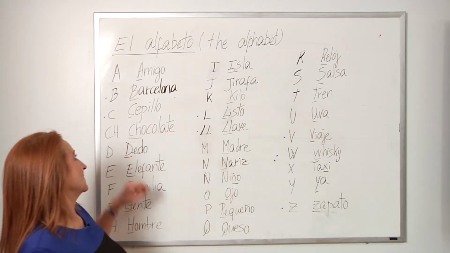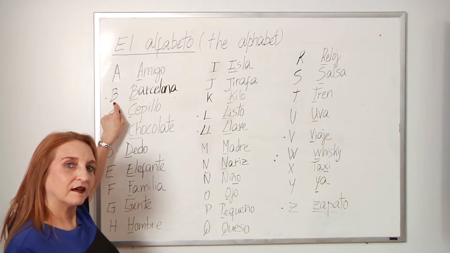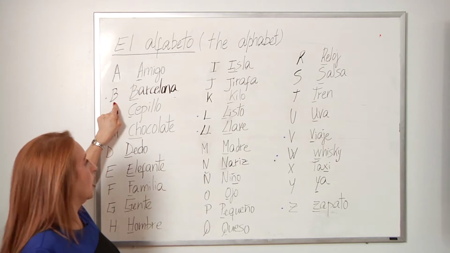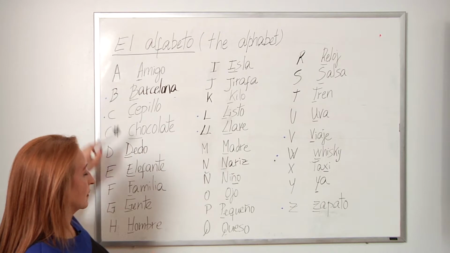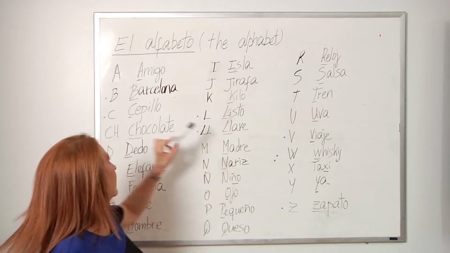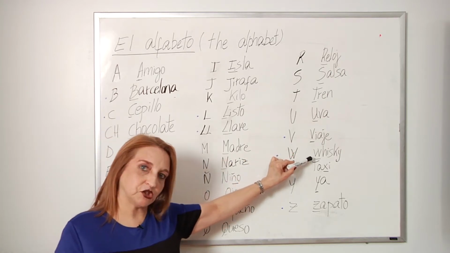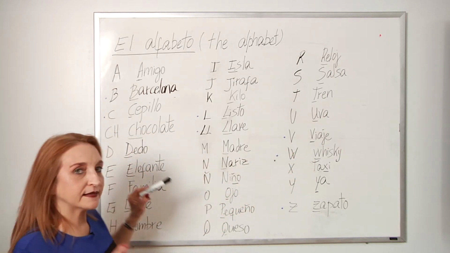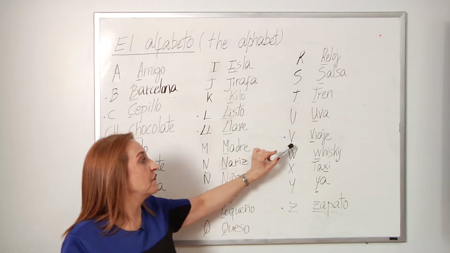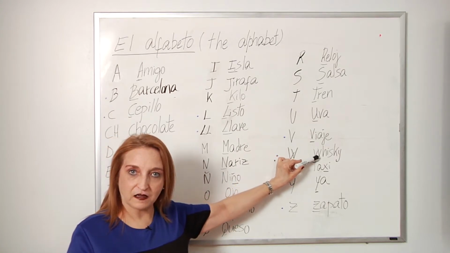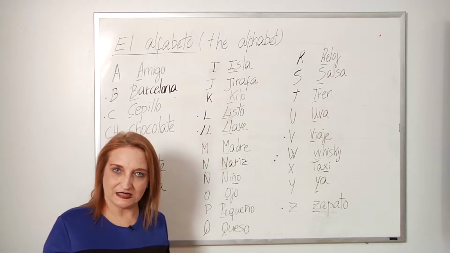For example, look at this pronunciation, B, Barcelona. Okay, in Spain we pronounce the same, B and V. We say Barcelona, viaje. It's the same pronunciation. But pay attention, in Latin America they say Barcelona, with B, and viaje, with V. It's interesting. Everything is accepted, but it's good that you know the differences, okay?